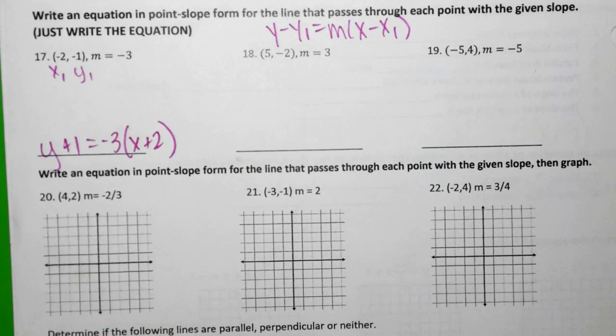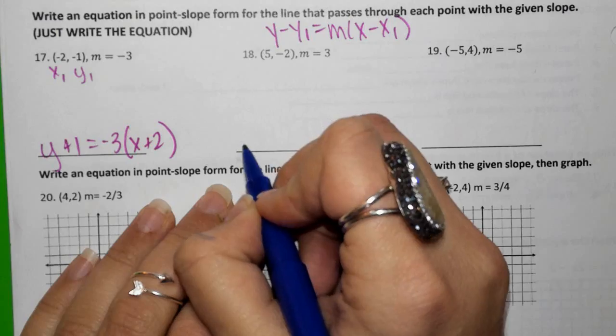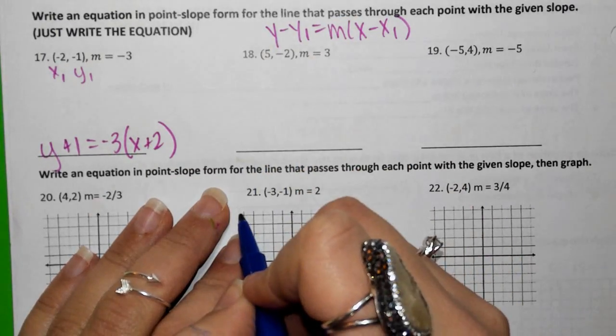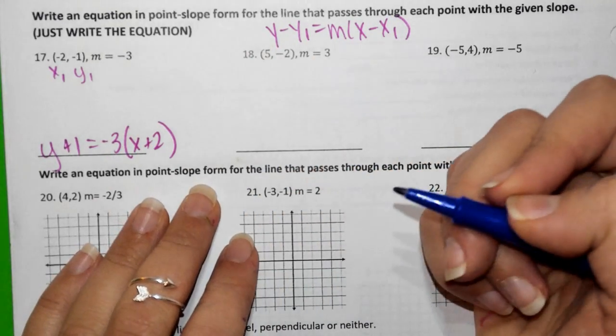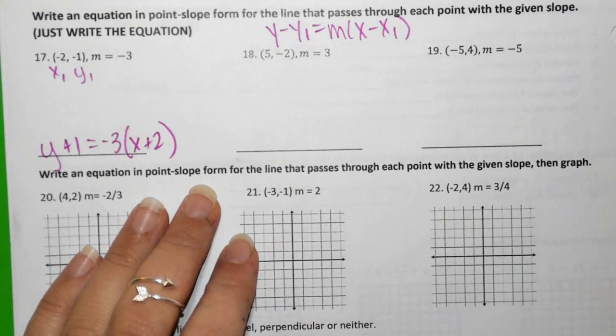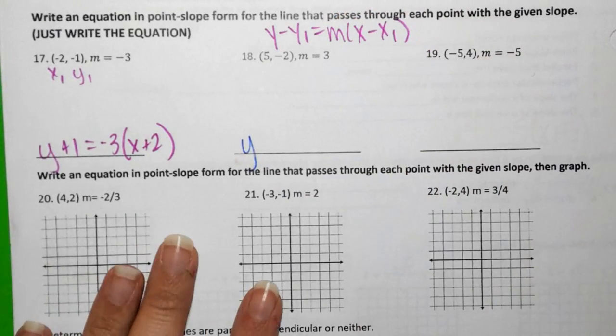All right, who thinks they can do 18? The whole thing. All right, Christian. Y equals. I want the equation in point slope form with this point and the slope. Okay. Talk to your group. Y plus 2.